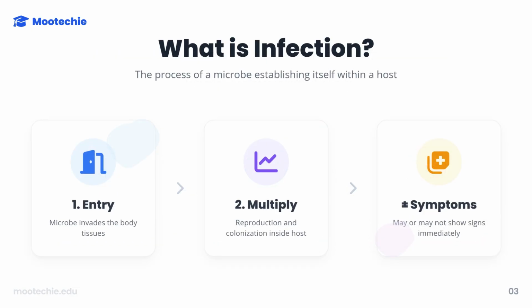Now, let us understand what exactly is meant by infection. First, entry. Infection begins when a microbe invades the body tissues through routes like skin, respiratory tract, or digestive tract. Second, multiplication. After entry, the microbe reproduces and colonizes inside the host, increasing its number. Finally, symptoms. At this stage, symptoms may or may not appear immediately. A person can be infected but still look normal. This distinction is very important in microbiology.